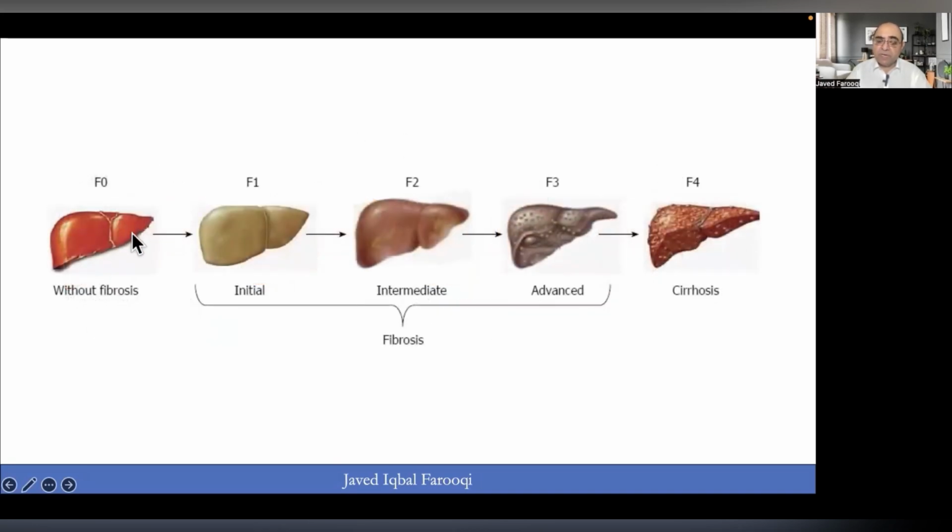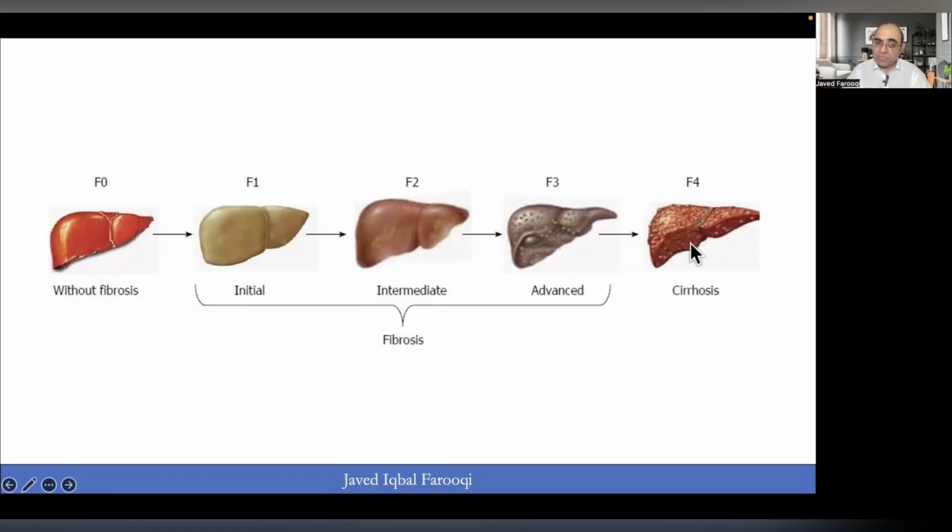Again, we should remember how the transformation of a normal liver into cirrhosis occurs. The first stage is when the liver is normal and there is no fibrosis, and that is called F0. When the fibrosis starts appearing, the initial fibrosis, this is called F1. Then the second stage of the fibrosis is intermediate fibrosis, this is called F2. Then the advanced fibrosis is called F3. And when there's extreme fibrosis, this is called cirrhosis.